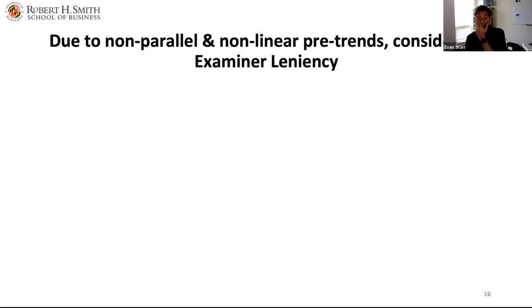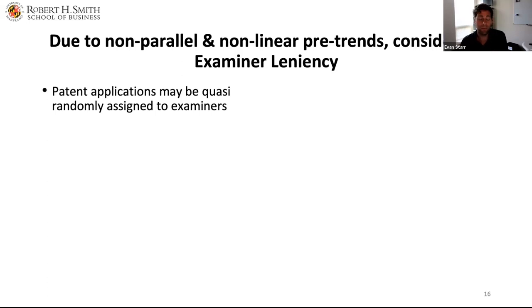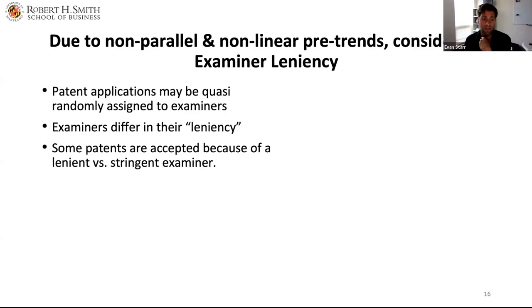Now the natural instrument here is examiner leniency. This was used to great effect in a recent paper in Management Science by Eduardo Melero, Neus Palomeras, and David Wehrheim. The basic idea looks like this. Patents may be quasi-randomly assigned to examiners. If examiners differ in their leniency, just their likelihood of granting a patent, then some patents are accepted simply because they got a lucky draw, a lenient examiner, and some patents are rejected randomly because they happen to get a stringent examiner.